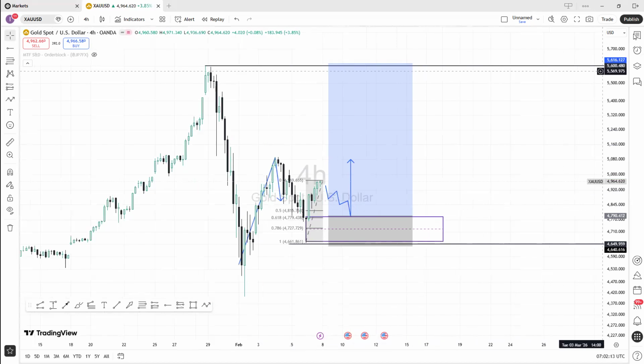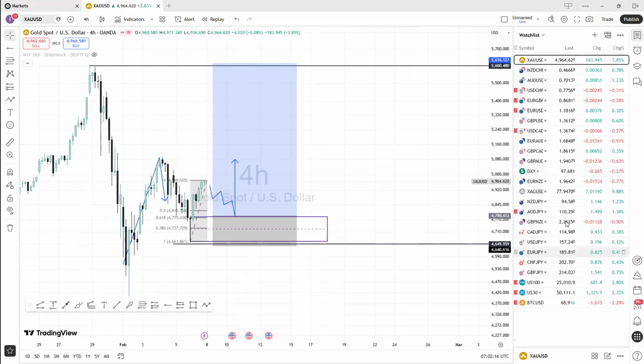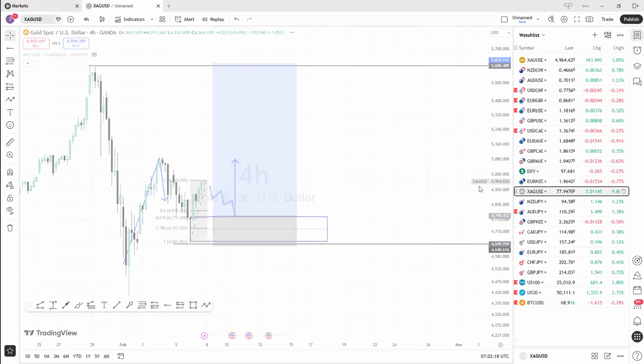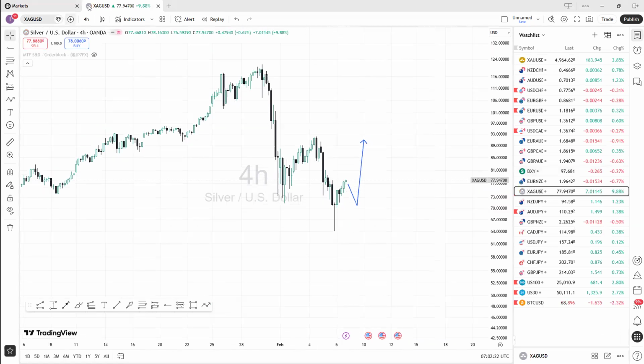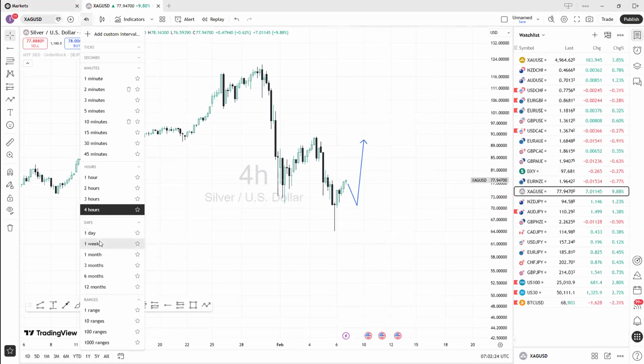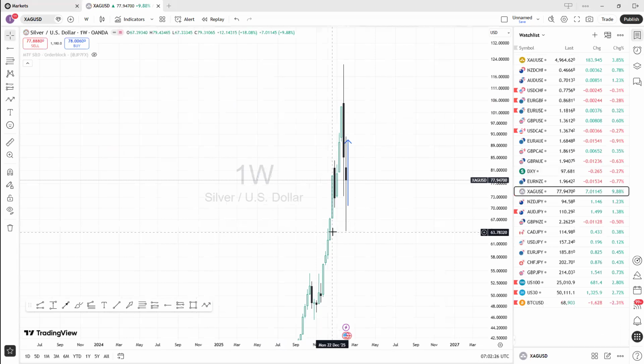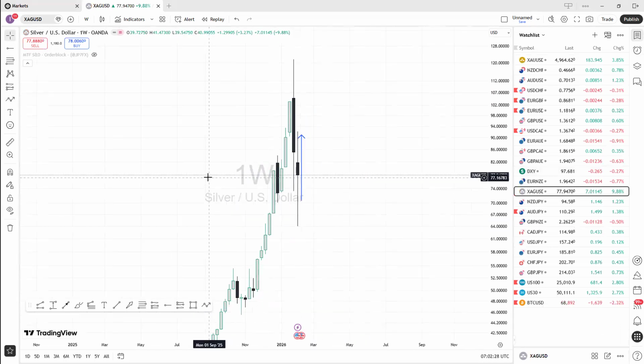Okay, so now we can see silver. What is going on with silver? Also, silver we can start with the weekly time frame. On the weekly time frame, you can see here silver.